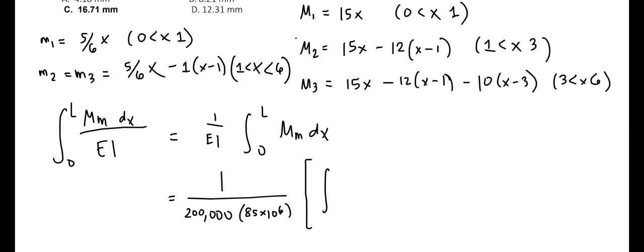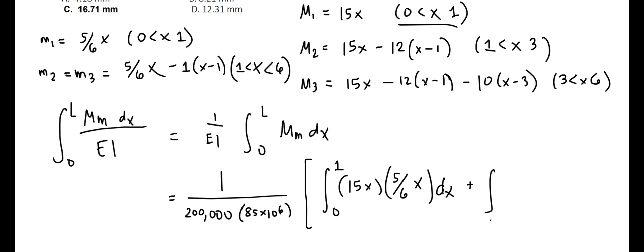So starting with the first moment equation between 0 to 1, we have M1 equals 15x and small m1 that is equal to 5 over 6 x. We add this up to the next integral between 1 to 3. So we have M2 that is 15x minus 12 times x minus 1 multiplied by m2 that is equal to 5 over 6 x minus x minus 1, and this has the differential operator dx.